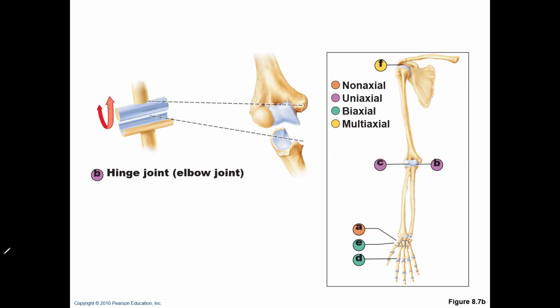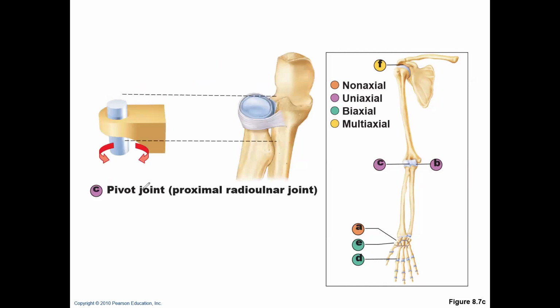Okay, let me go on to the next slide. Here's our pivot joint. It's a type of synovial joint. And this one allows you to rotate your radius over the ulna to do the movement supination, where the radius has yet to cross the ulna, or pronation.